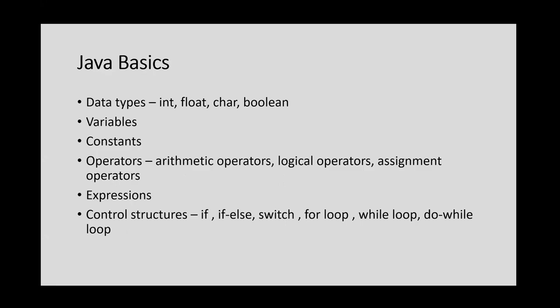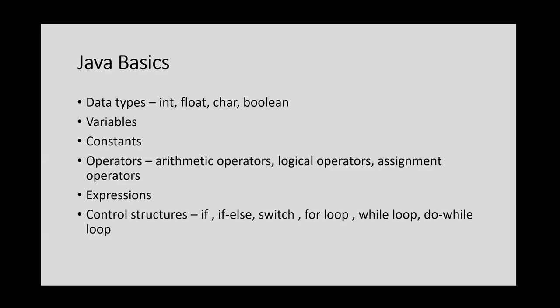So first of all, data types. There are many different data types which Java allows. Some of them are int, float, char, and boolean. Then we can use variables. There is the variable concept, and there is the constant concept. To create constants in Java, we use the final keyword. And most of the time we'll be using the static and final keywords.